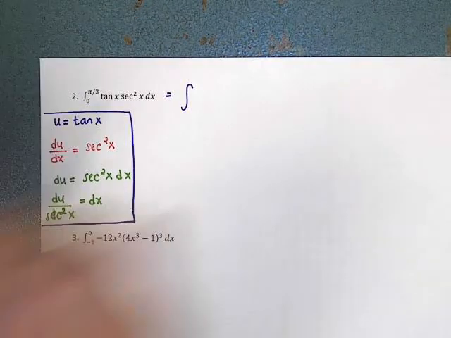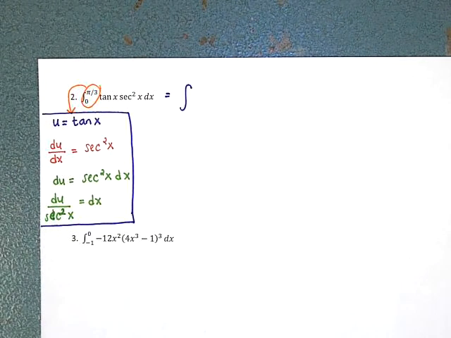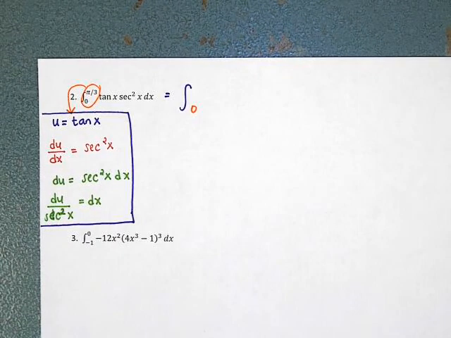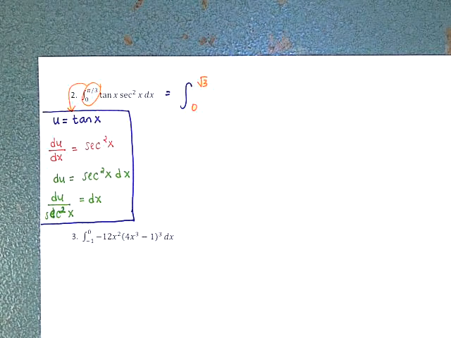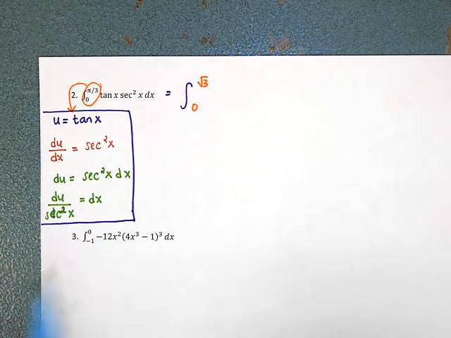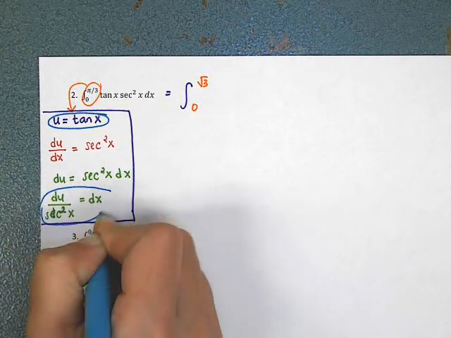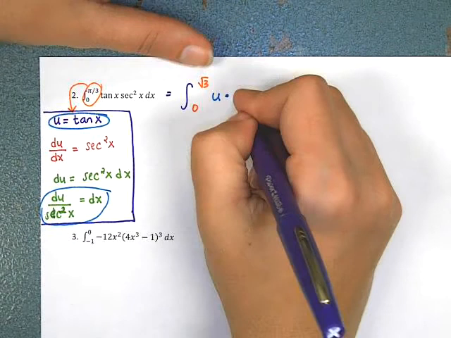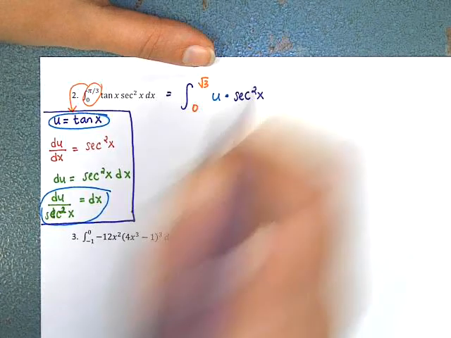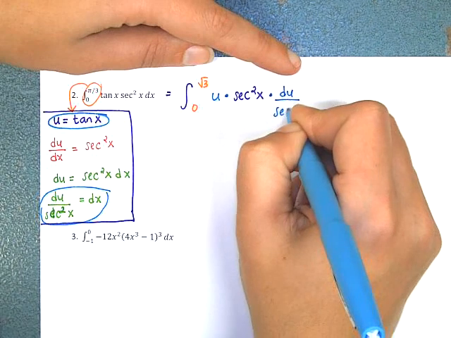So I would have the integral from, now I'm going to change my bounds. I'm going to take these numbers and plug them into my tangent function. The tangent of 0 is 0, and the tangent of pi over 3 is the square root of 3. Now instead of tangent, I'm going to fill in u. And instead of dx, I'm going to fill in du over secant squared. So I'm going to have u times, now secant squared is already there. And instead of dx, I'm going to fill in du over secant squared of x.